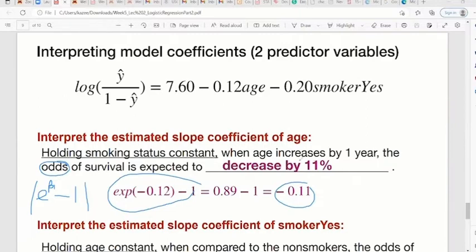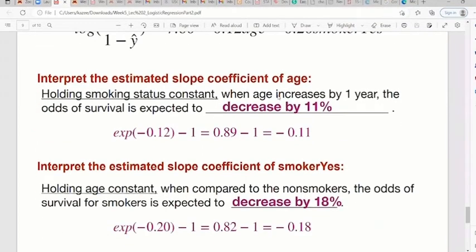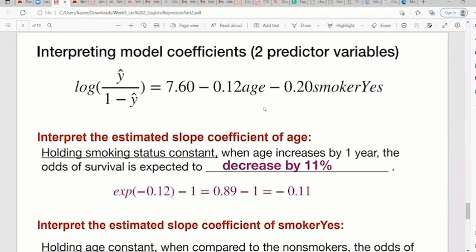So which means, holding smoking status constant, when age increases by 1 year, don't forget the unit of age is in years, then the odds, I'm not talking about log odd now, I'm talking about odds of survival, is expected to decrease by 11%. How do I know that it's going to be a decrease? Don't forget, I told you, when you take a look at this, it's negative. And I told you the other time, the log odd, the odd, the probability, they are going to be in the same direction. That's how you got that 11%.